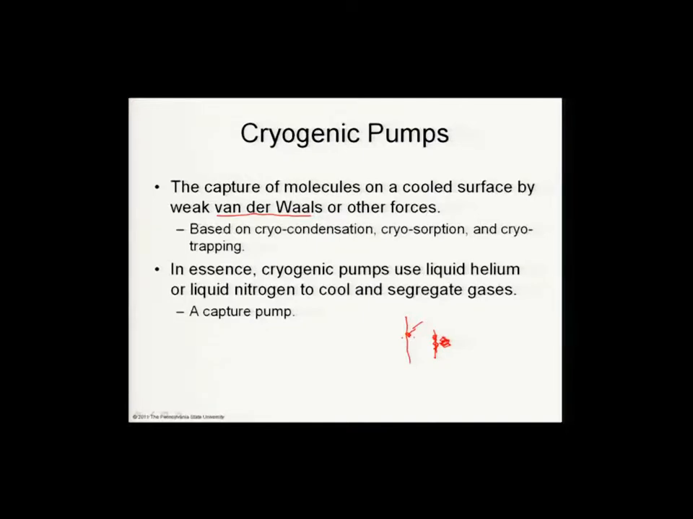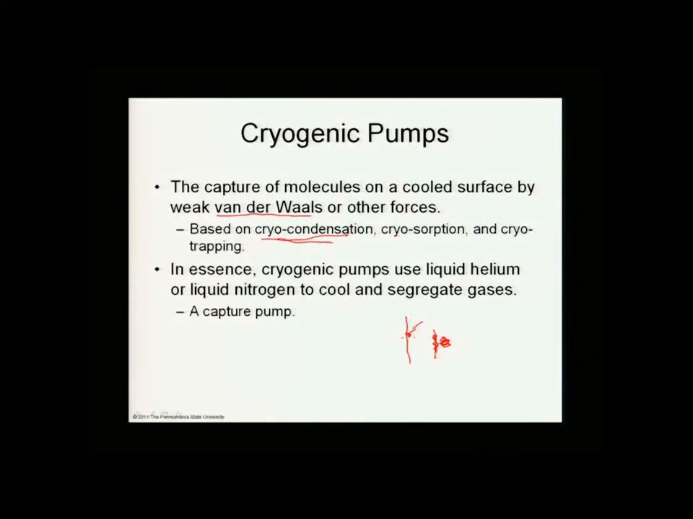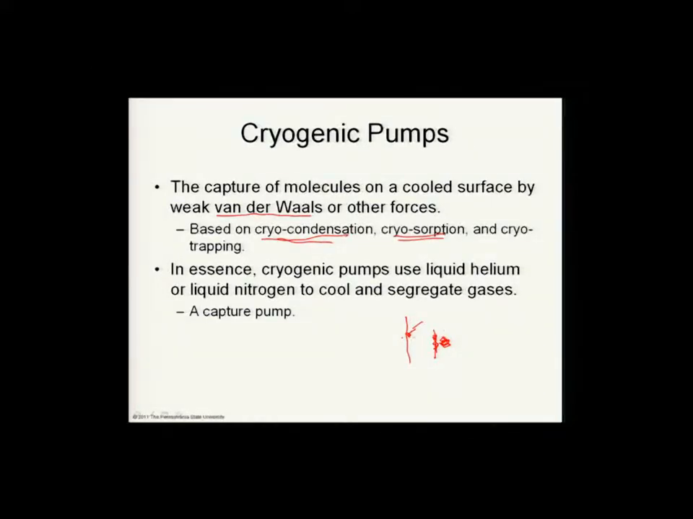And so you can get cryo, of course, means low temperature, cryocondensation, cryosorption. Sorption is when you have a surface here that may be rough, and so you get things absorbed into maybe nooks and crannies here, and you may have actually things getting trapped in here, cryotrapping. So in essence, cryogenic pumps will use liquid helium, as we said, or liquid nitrogen to cool and segregate gases. And it's a capture pump.